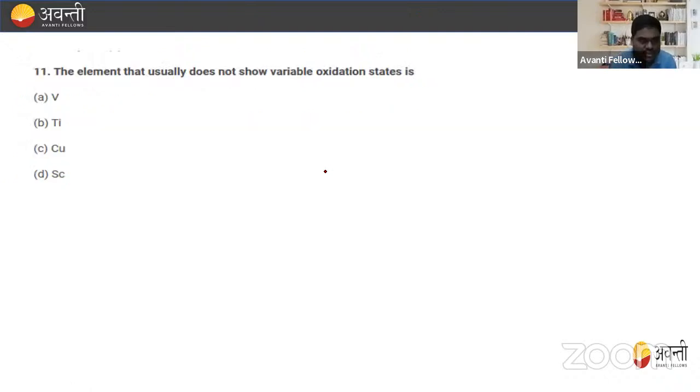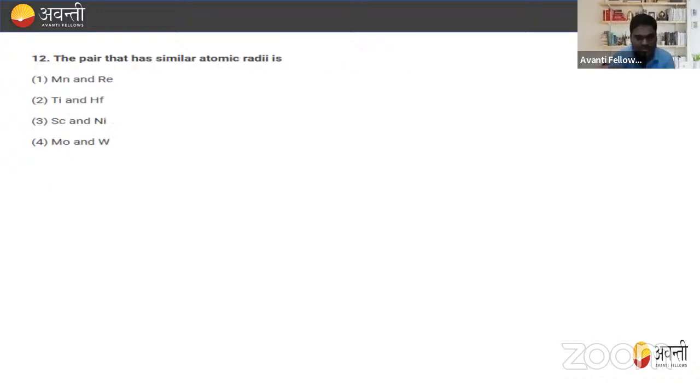Now move to the next question. Which element usually does not show variable oxidation state? We know that scandium usually does not show variable oxidation state. It shows only the +3 oxidation state, right?